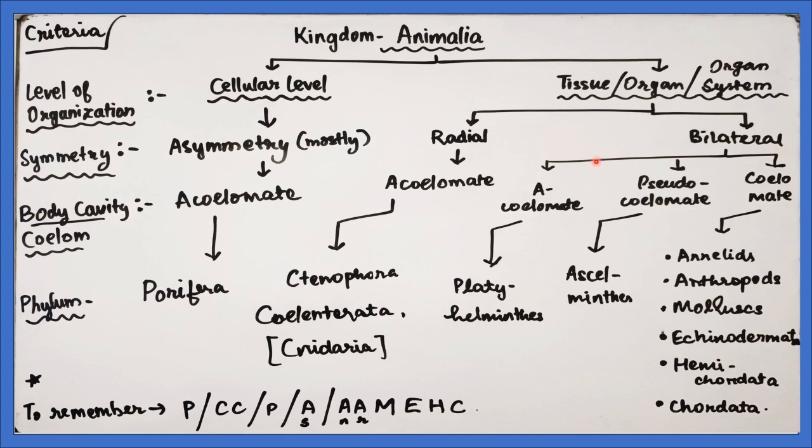Talking of bilateral symmetry, they can be acoelomate, pseudocoelomate, or coelomate. Talking of acoelomate, the phylum is Platyhelminthes. Talking of pseudocoelomate, the phylum is Ascalminthus. And bilaterally symmetrical animals having coelom are annelids, arthropods, mollusks, echinodermata, hemichordata, and chordata. So in the sequence of evolution: Porifera, Ctenophora, Coelenterata, Platyhelminthes, Ascalminthus, annelids, arthropods, mollusks, echinodermata, hemichordata, and chordata. So we will start with discussing each phylum one by one.